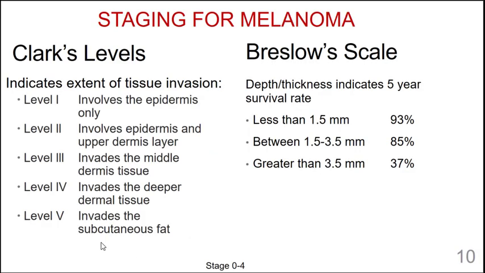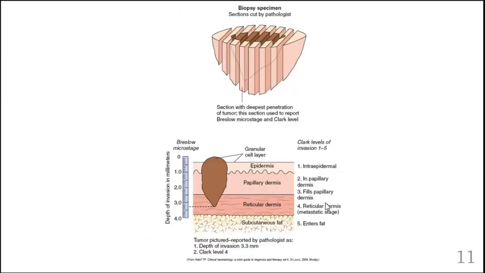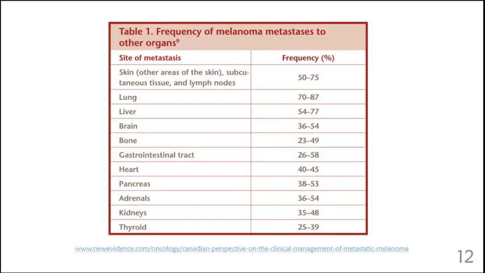Which, going back to this slide, Clark level of 4 was invading the deeper dermal tissue, which you can see here. So the particular part of the dermis is the deeper layer of the dermis. So how is this actually determined? Well, you're going to have the tumor biopsied, but they'll also take some of the healthy skin around it. So here representing the tumor and the healthy skin around it so that you can see the level of invasion.